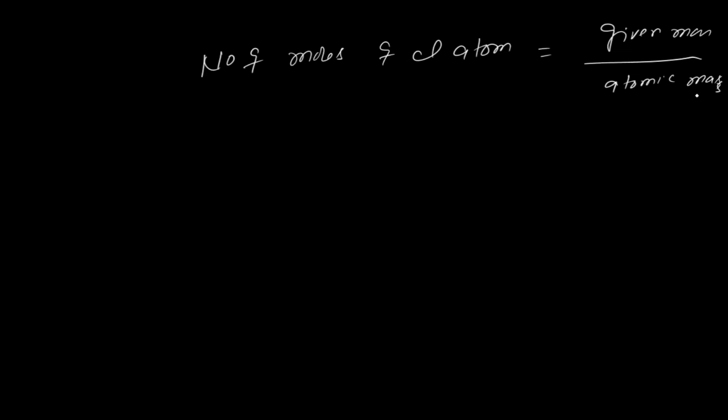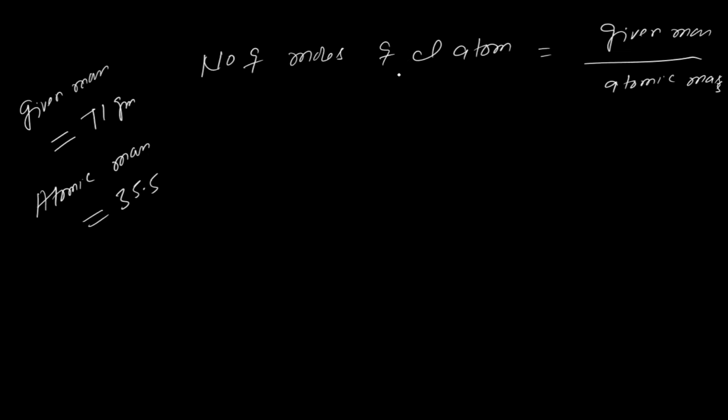Usually in the question the atomic mass is given, but for the initial elements or atoms, you should keep the atomic mass in mind. Now have a look here. In the question, the given mass of chlorine is 71 gram, and the atomic mass is 35.5. So first find out the number of moles.